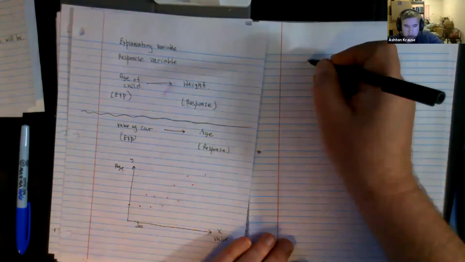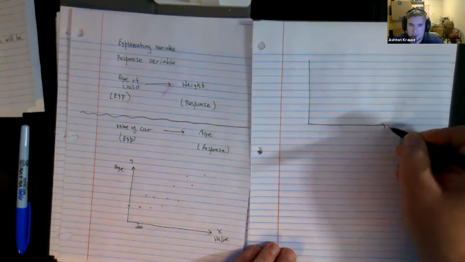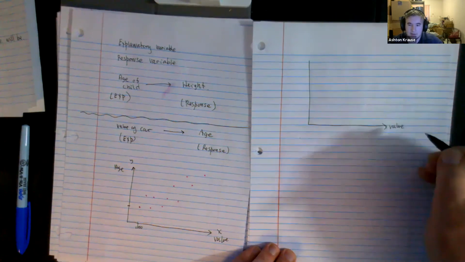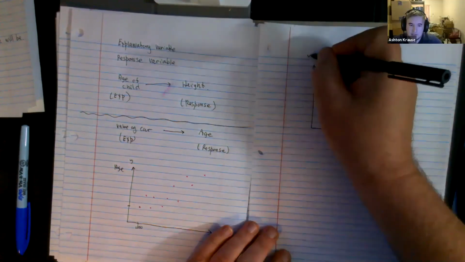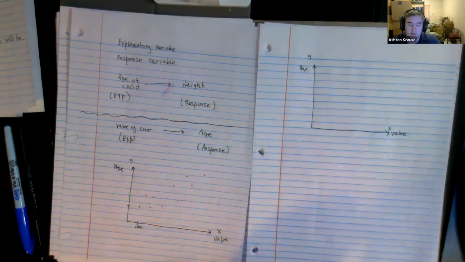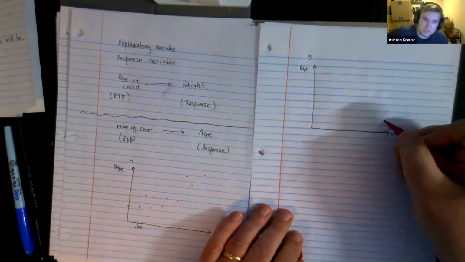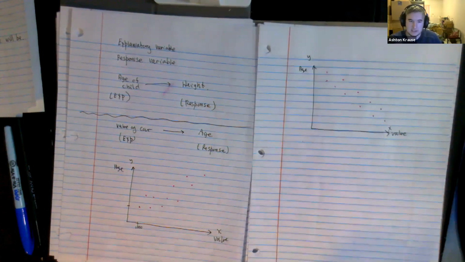Another way of looking at these is the response is like what happened, and the explanatory is why it happened. So in this case, the car's age is because of, for the very first one, the height of a child is because of their age. And if you switch places, the age of a child would be responsible for their height.